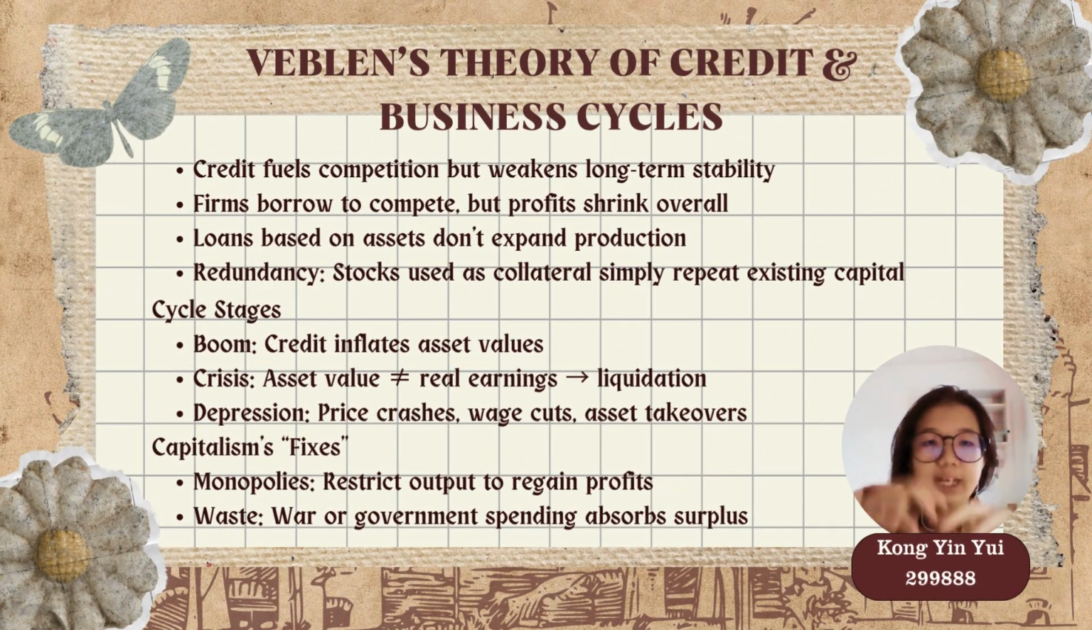Veblen believed that credit expansion helps businesses compete, but it also makes the economy unstable. Companies borrow money to beat the rivals, but this lowers profits overall.